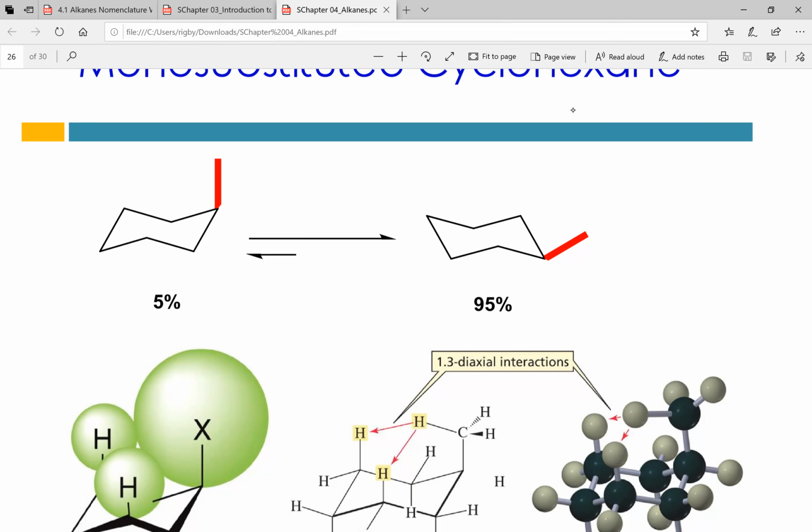And that's why this cyclohexane on the right is going to be more present than the cyclohexane on the left. Okay? That makes sense? I'm going to assume yes.